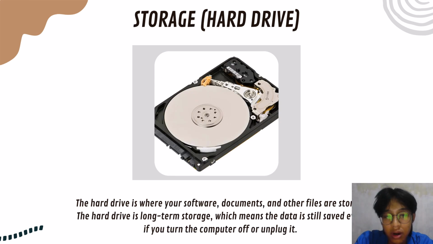Storage or hard drive. The hard drive is where your software, documents, and other files are stored. The hard drive is long-term storage, which means the data is still safe even if you turn the computer off or unplug it. When you run a program or open a file, the computer copies some of the data from the hard drive onto the RAM. When you save a file, the data is copied back to the hard drive. The faster the hard drive, the faster your computer can start up and load programs.